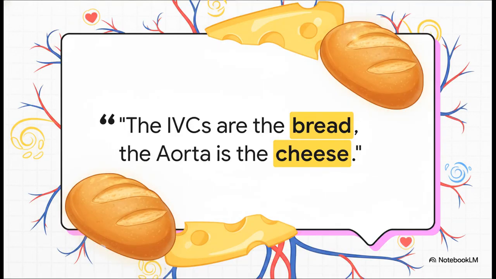And here it is. This is that classic look. I want you to remember this awesome little saying to burn it into your brain. The IVCs are the bread, the aorta is the cheese. You can see it, right? The two IVCs are on either side like two slices of bread, with the aorta squished in the middle like the cheese. Once you see it that way, you can't unsee it.